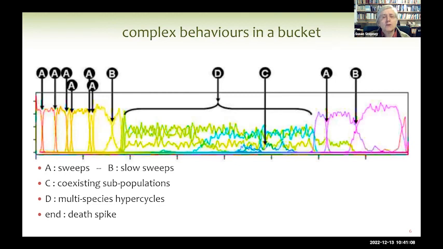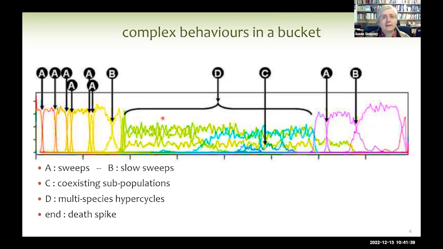So here's a little picture of a time series. This is several million time steps along this axis. And this axis is the number of the strings of a particular species, and the different colors represent different species. And so you can see here, to start with, we have our seed species, but then we have a sweep of a new mutant that takes over, and then after a while another mutant takes over, and so on and so on. We can have slow sweeps where that takeover isn't very sudden.